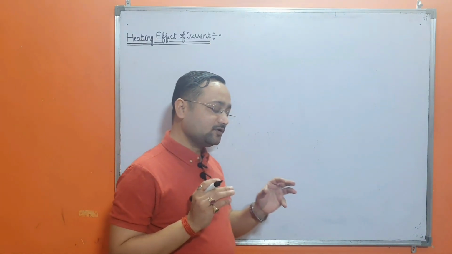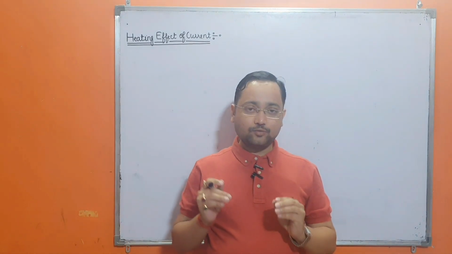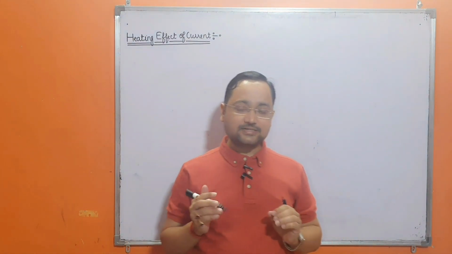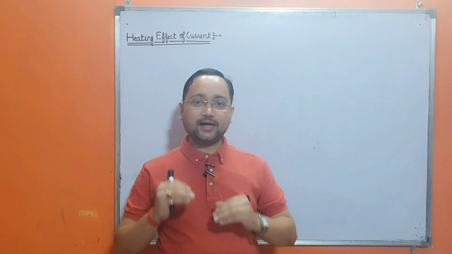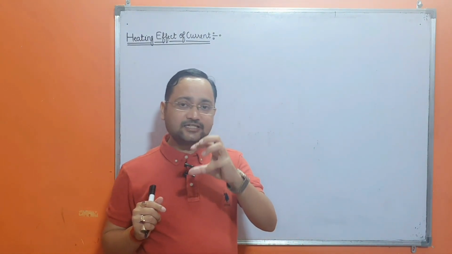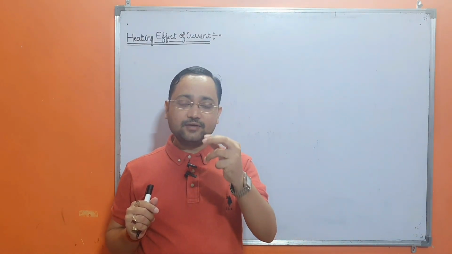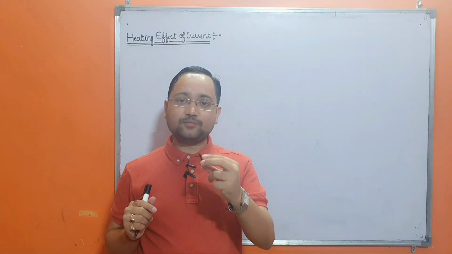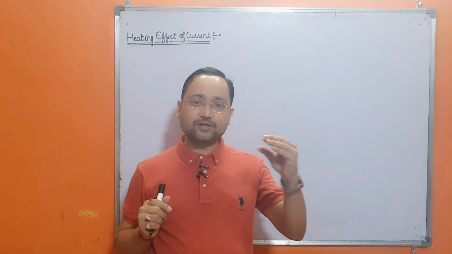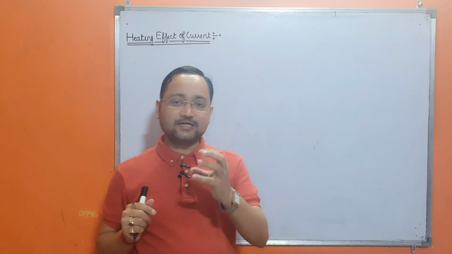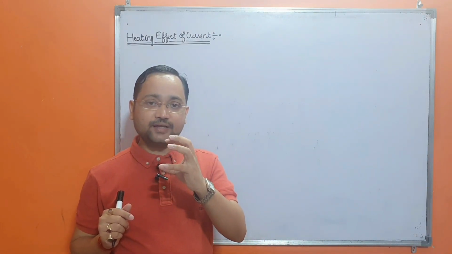When the current is flowing through the conductor, the free electrons which cause the production of the current collide with the metal ions, and when they collide with the metal ions, some amount of energy is dissipated in the form of heat when the current is flowing from one end of the conductor to another end. So this is the main cause of the heating effect of current.